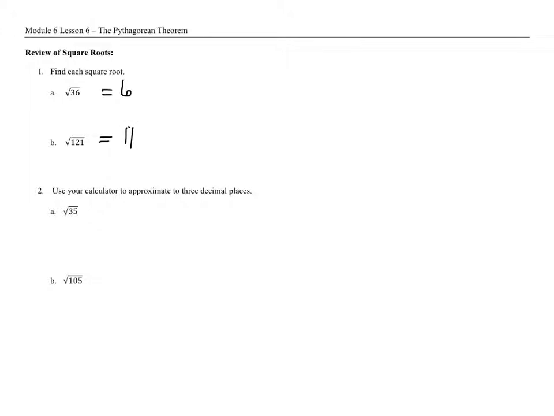The square root button on your calculator is located above the x squared button, and it looks like this, and it's in the first column of your TI-30X. So what we're going to do is use this to do approximations. The square root of 35 is approximately, well, the square root of 36 is 6. So the answer is going to be close to 6, but not quite there.